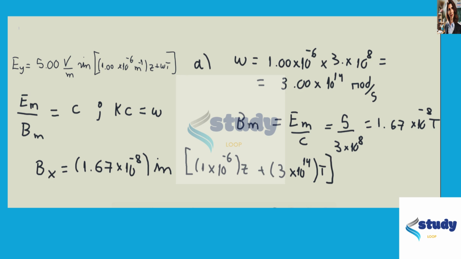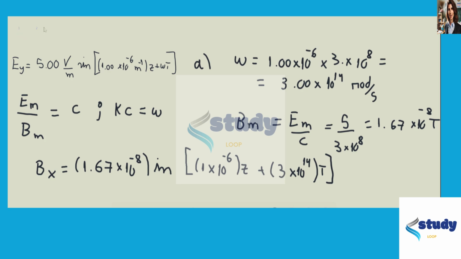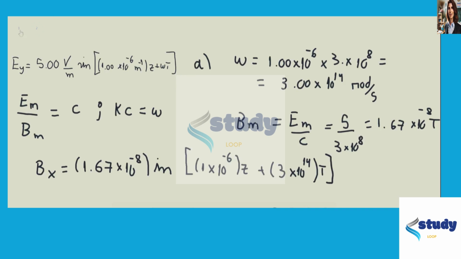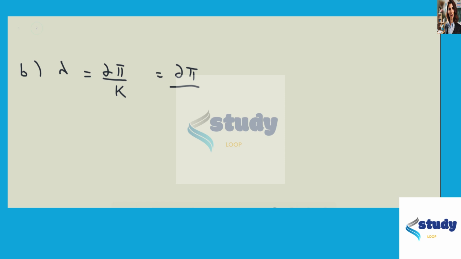Now they want to know some information about the wave in general. First, they want to know what is the wavelength. The wavelength is related to the wave number. So for part B, the wavelength is 2 pi divided by k. k is this number here inside the sine wave, so this is 2 pi divided by 1 times 10 to the minus 6, and this is 6.28 times 10 to the minus 6 meters.